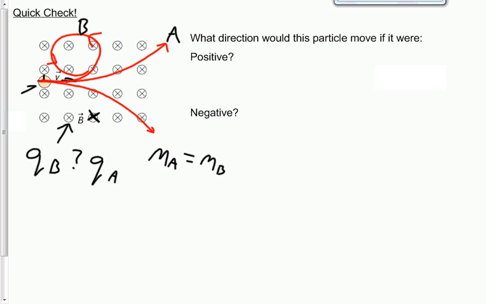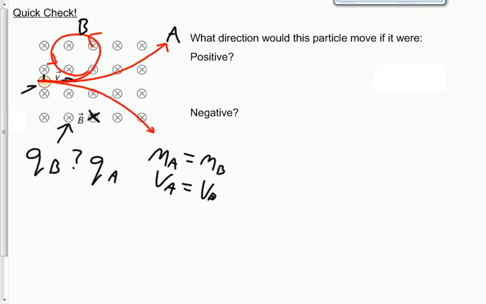VA equals VB. All that other sort of stuff is the same. The only thing that's different is the charge. Which one's bigger? And that's the question that'll be on the quiz. So think about that for a second, so you can answer that. And let's move on to some applications.